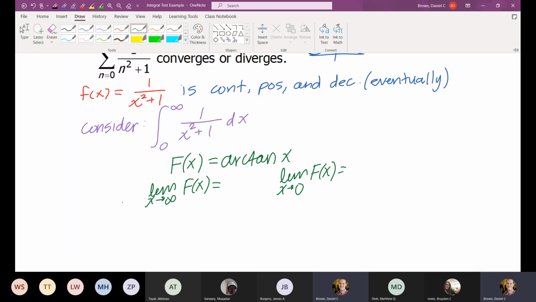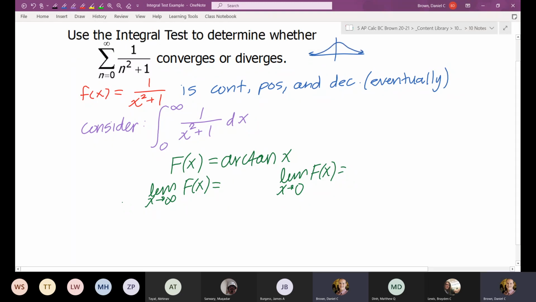Let's do the easy part first. I'm going to do the one going to 0. What's the arctangent of 0? 0. We know that one. Have done this before, but let's kind of think about it.